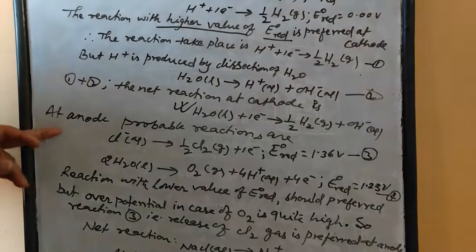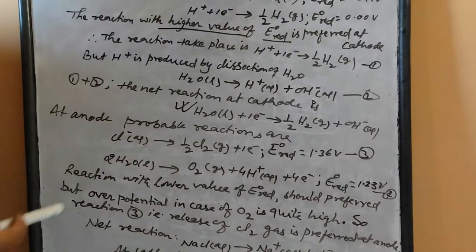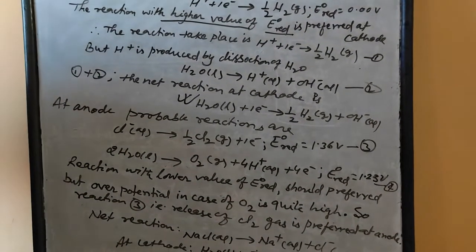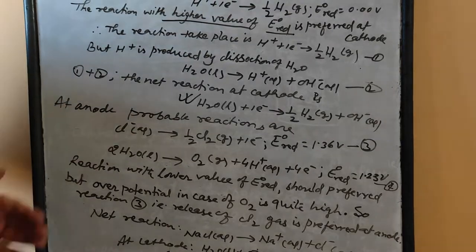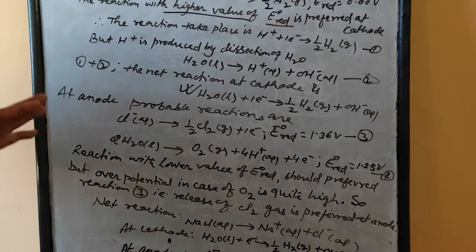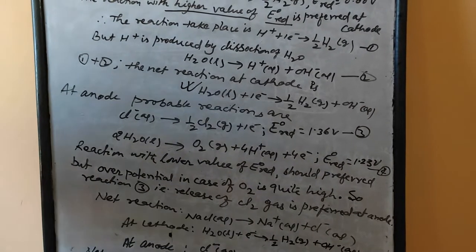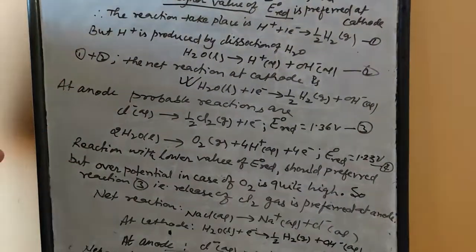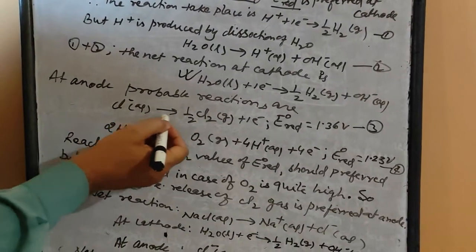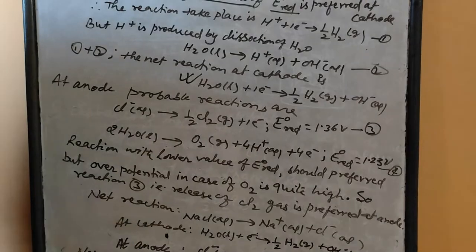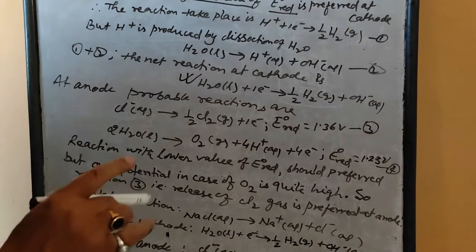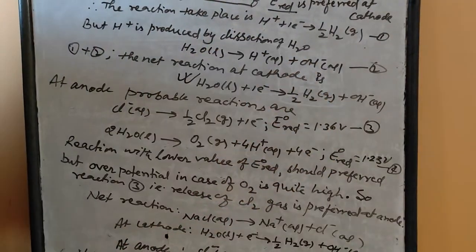Now come to the anode. What are the possibilities? There are two types of anion. There is oxidation of Cl minus as well as oxidation of water. Both are possible. There are two possibilities. So Cl minus aqueous gives half Cl2 gas plus 1 electron, and this E naught red is equal to plus 1.36 volt.